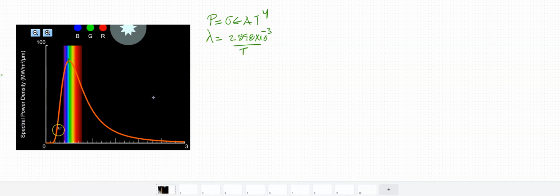But what about the orange curve? Do we have an equation that defines this orange curve? Some classical theories had been developed to try to understand the shape, but they were not successful. The shape they were getting was like this, and then it was going up instead of down here, as in our curve.